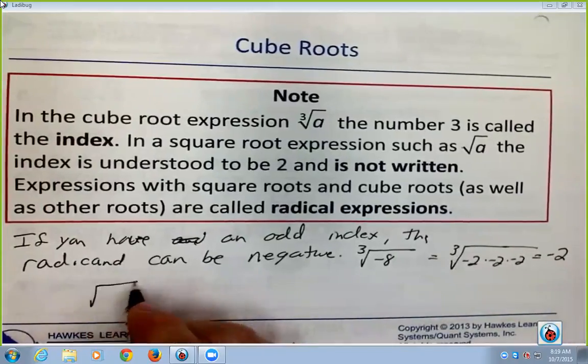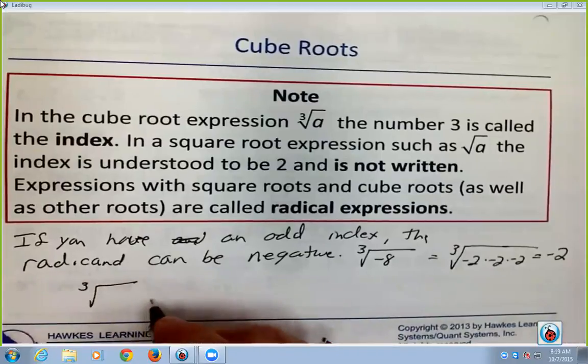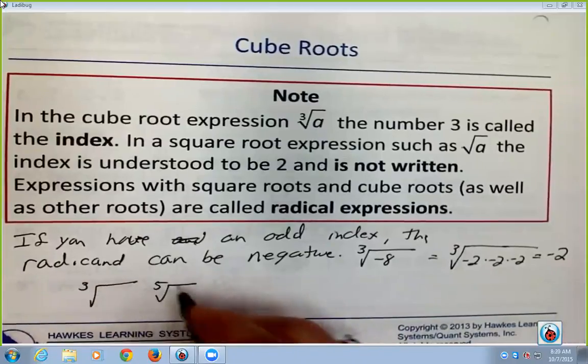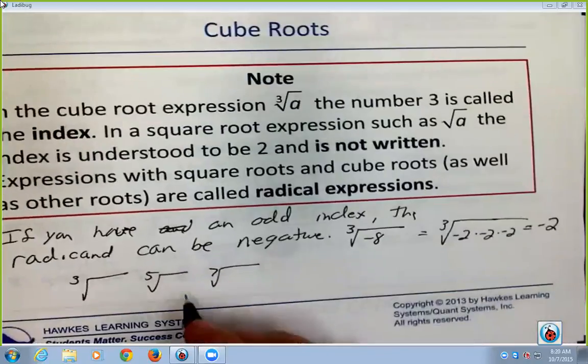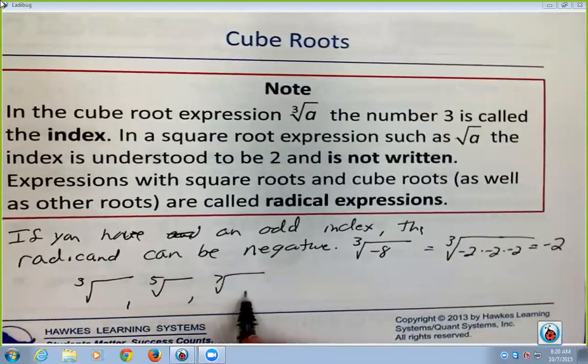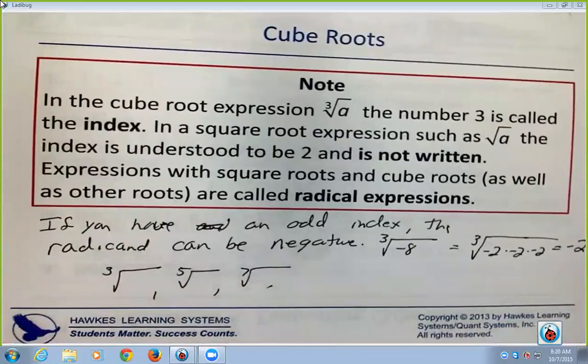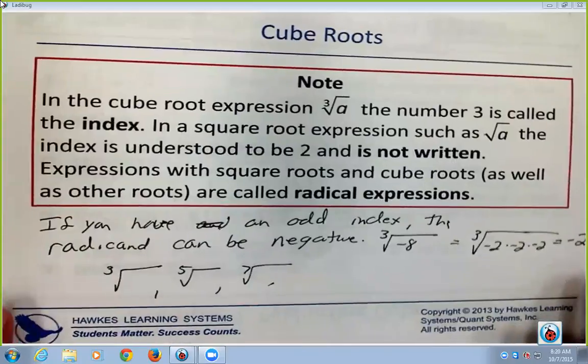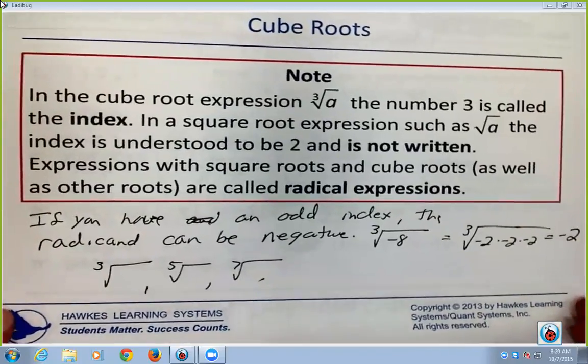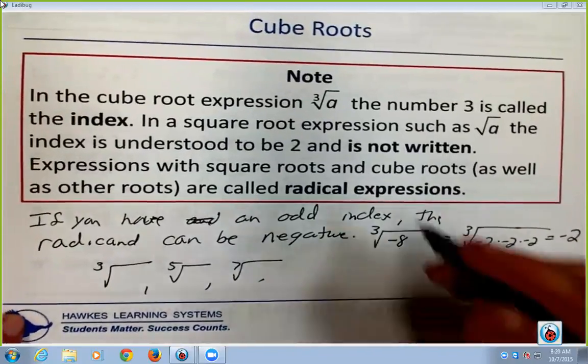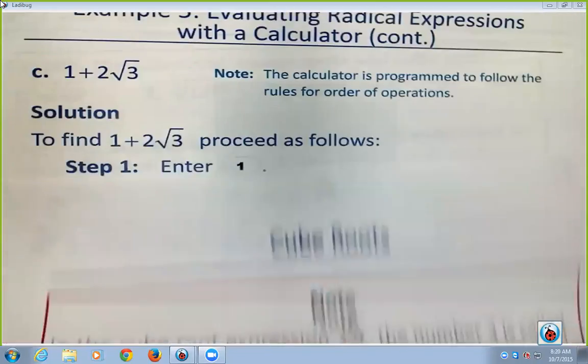So odd indexes would be things like the cube root, the 5th root, the 7th root. So with all of these, I can end up having a negative radicand underneath. But anything even, I can't. So do keep that in mind, that you can't have it underneath the other ones in there. So that's kind of the piece that's in there.